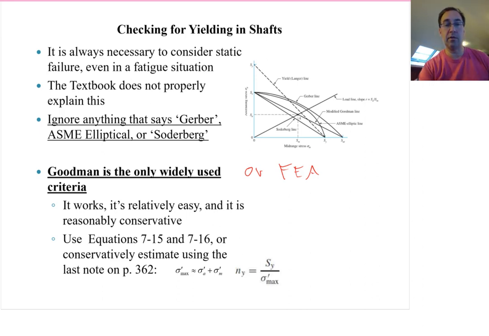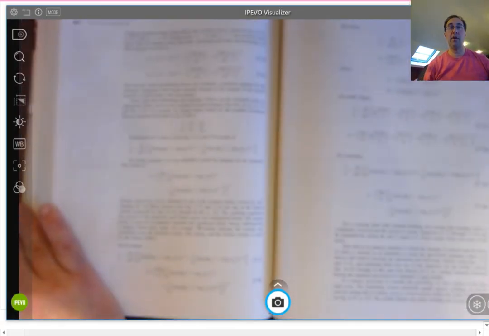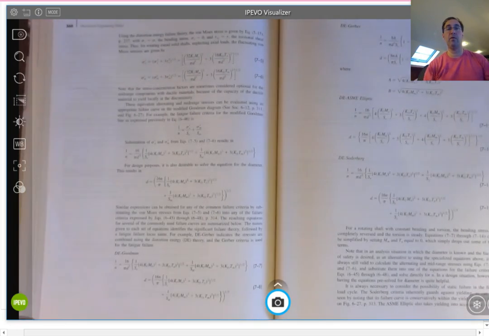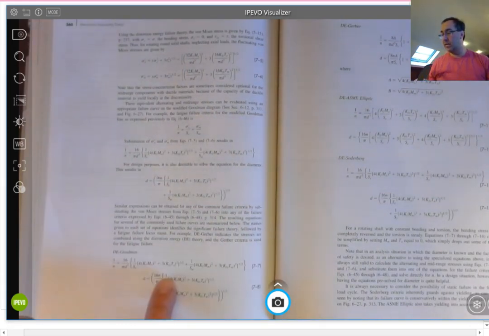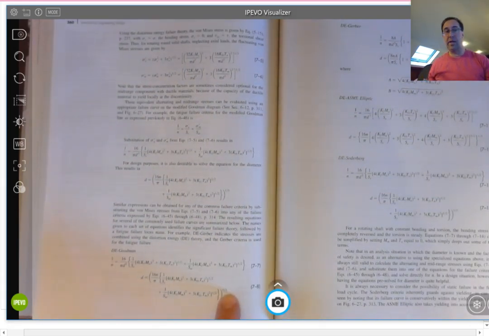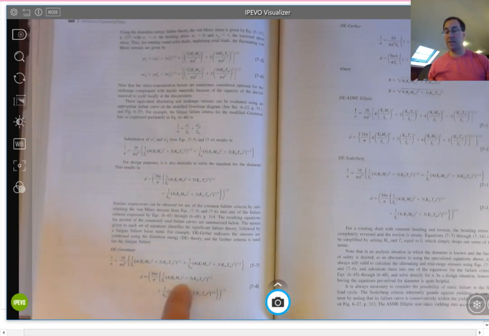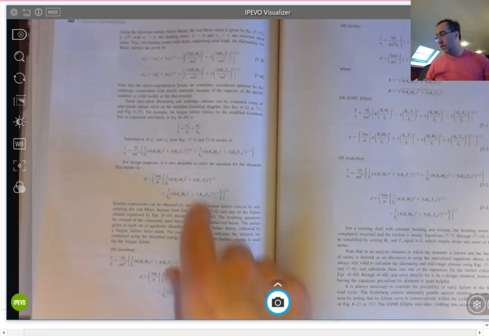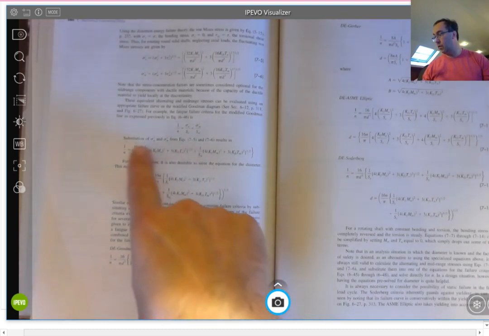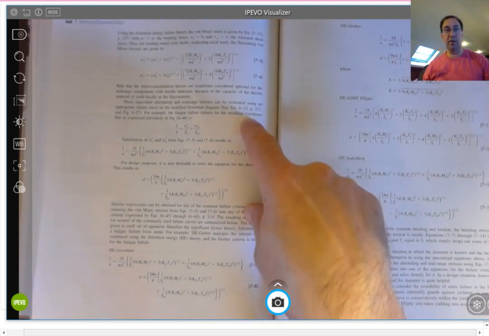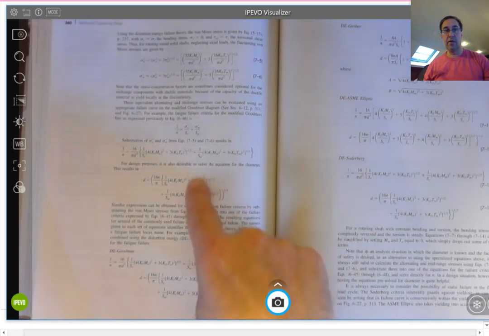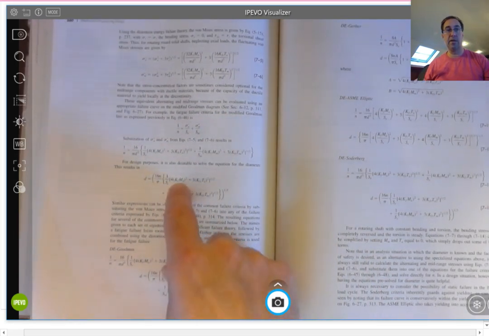Let me back up a step. I'm going to switch screens here to my document camera. Here's the page where you're going to start ignoring stuff. This is page 360 and 361 in the textbook. And here we have that definition of D that I had 2 slides ago. Right here. Here's the definition of D. No, that's not it. It's this one right here. This is for Goodman. It says right here, modified Goodman. And then right here is D. This is the D that's in the slide.